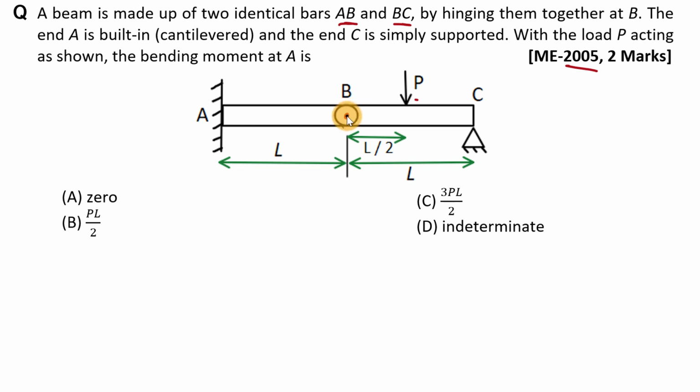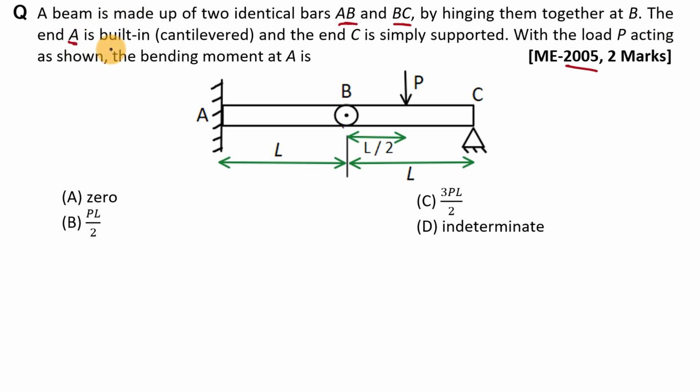What is the meaning of this hinged? Means if let's say this support is not there, then this BC beam can rotate with respect to this AB beam about this point. Means this BC beam can rotate like this with respect to this hinge. But here there is one support, so actually this beam cannot rotate with respect to this hinge.